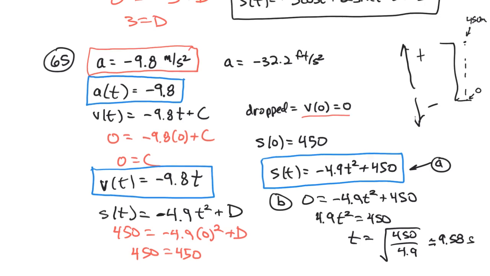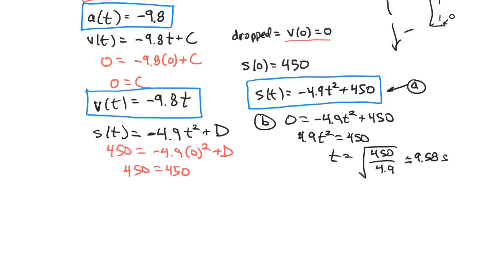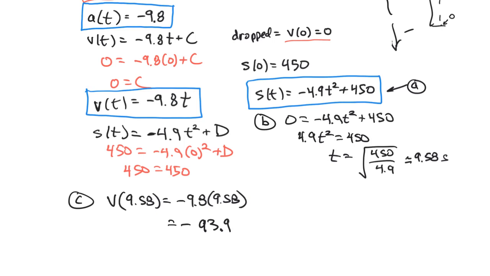So this is part C. With what velocity does it strike the ground? Here's part C. Velocity at 9.58 equals negative 9.8 times 9.58, right? Because I'm just plugging that time into the velocity formula. And we get roughly, we'll say negative 93.9. Now, a couple of things.